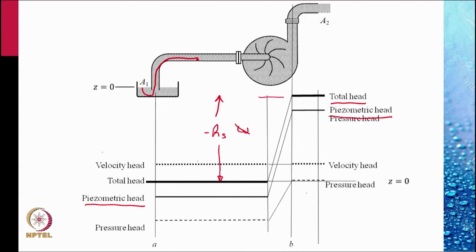The pressure head and the elevation head together makes the piezometric head. So pressure head we can obtain by subtracting the elevation from the piezometric head. This elevation we subtract from the piezometric head to get this broken line. This is the pressure head.